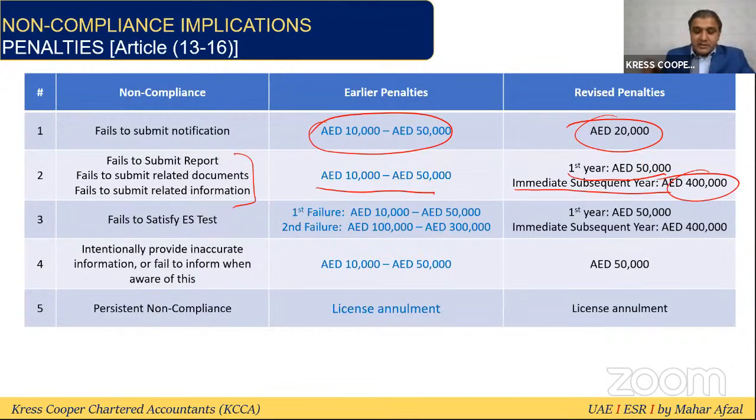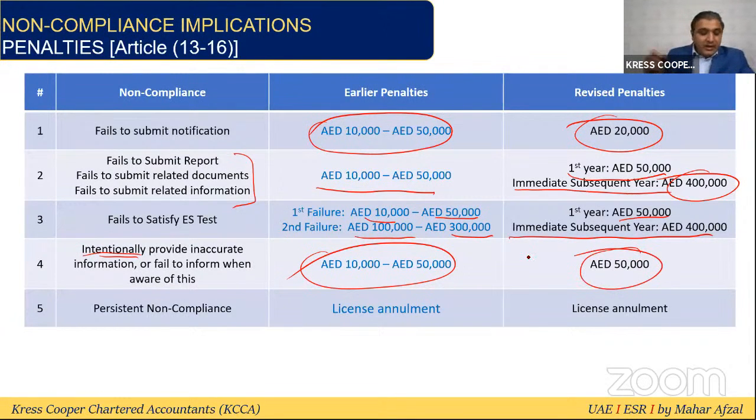Fail to satisfy the test: initial penalty was 10,000 to 50,000, and for the second failure, 100,000 to 300,000, but it has been revised. First year it will be 50,000, immediately subsequent year it will be 400,000. Intentionally provide inaccurate information: initially penalty was 10,000 to 50,000. Now it has been fixed at 50,000. Persistent non-compliance: there is a chance of cancellation of the license as well.